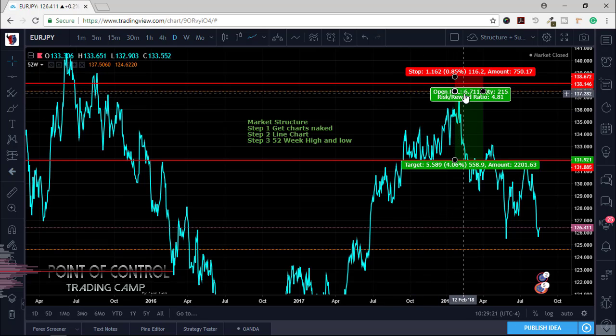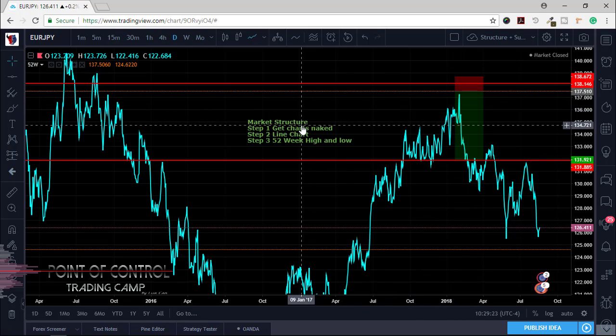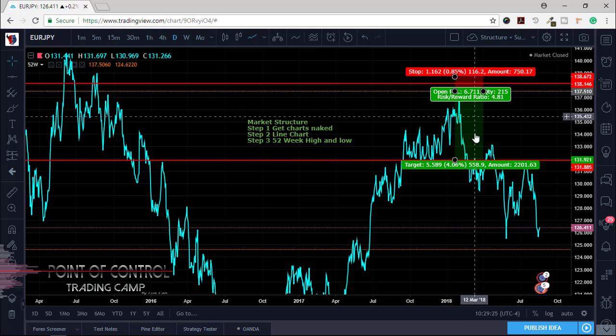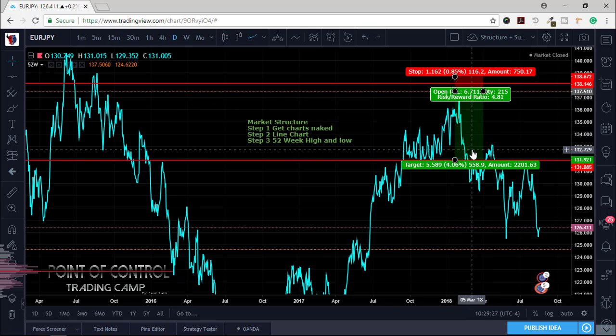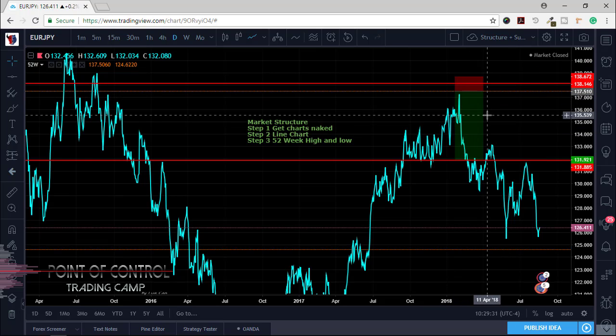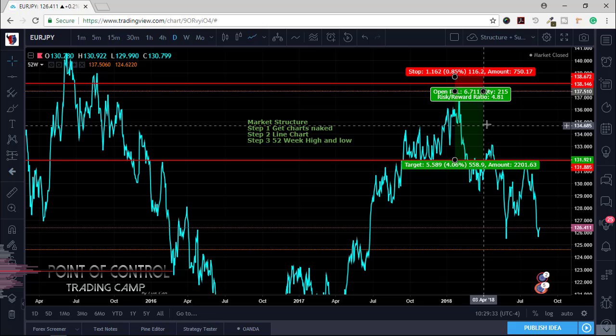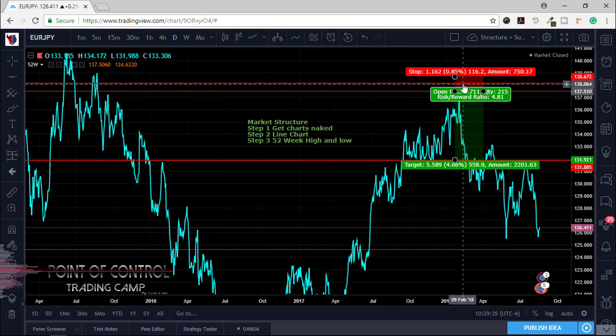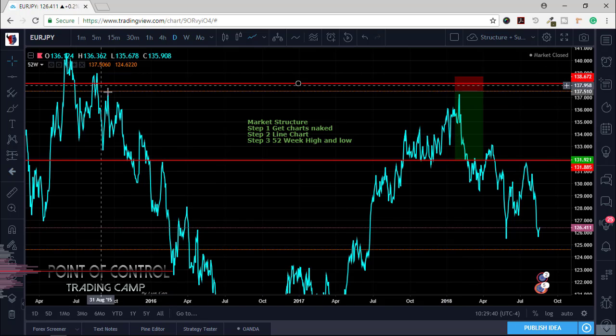Price hit right here, the 52-week high, and then immediately it dropped. You would have made 500 pips on this drop alone. Remember, risk reward ratio is important, and with that, money management is important. So your stop loss needs to be not on a pip amount.